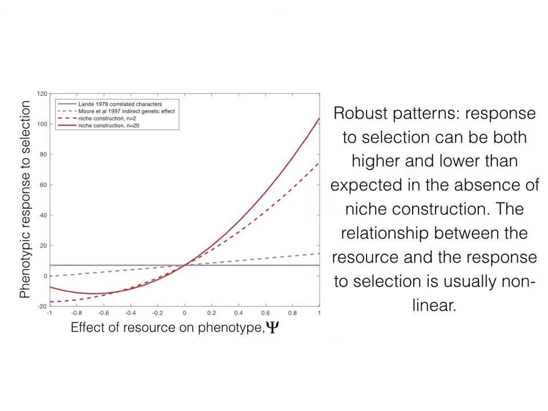Okay, so there are some robust patterns here that I want to draw attention to. The first is that the response to selection is different. It can be both higher and lower than expected in the absence of niche construction, or expected in the absence of any interaction. And the relationship between the resource and the response to selection is usually nonlinear. So what we really have here is a quadratic in psi, and that's why we're getting this shaped graph. So it's usually that shape, it's always different.